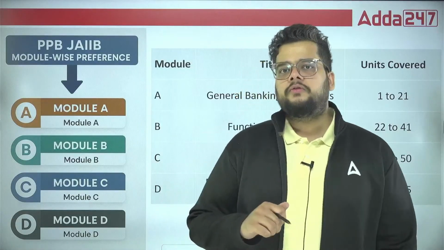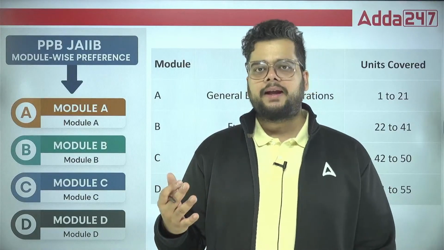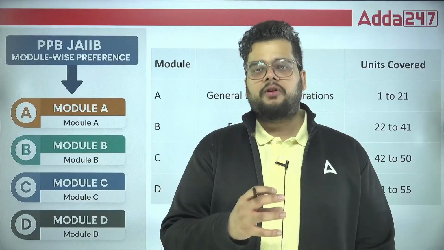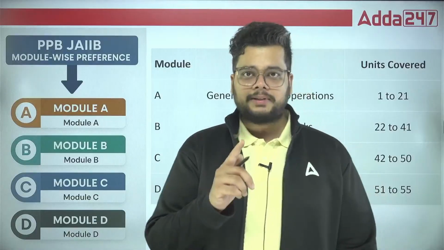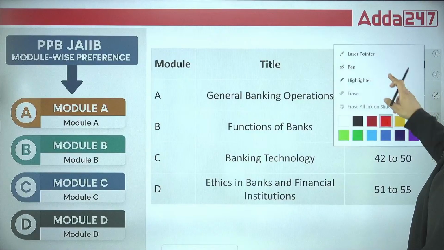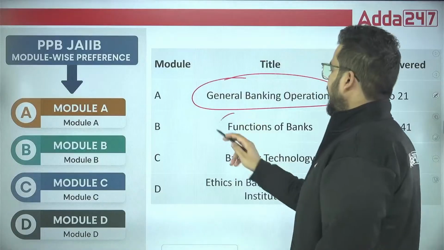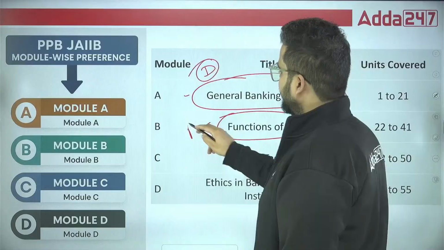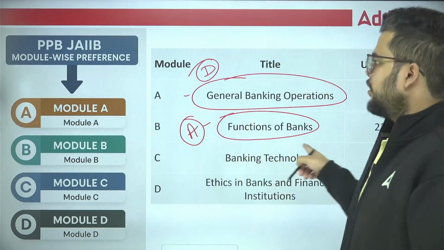Okay, so if you have not seen the previous videos, I highly recommend that after the session is over, go to those two videos and see for yourself what the most important topics for module A and B are. Why am I saying this? Because in PPB we have seen that maximum questions are asked from journal banking operations, which is module A, and functions of banking, which is module B, the deposits and the advances section. So do not ignore these particular modules.